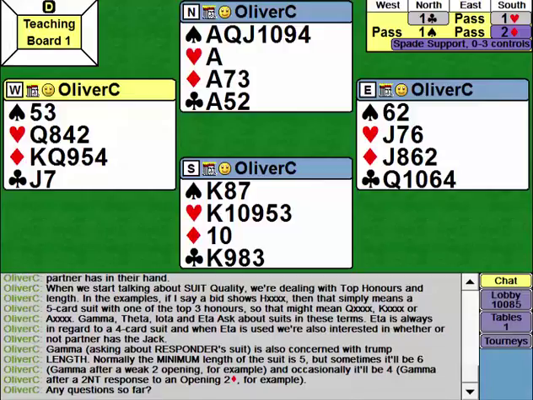Okay, they've responded one heart here, so it's unlikely they've got five spades. But at this stage, North will not know exactly what South has, because it could be four small, it could be three to an honour, it could be four to an honour. It's unlikely to be a five card suit.